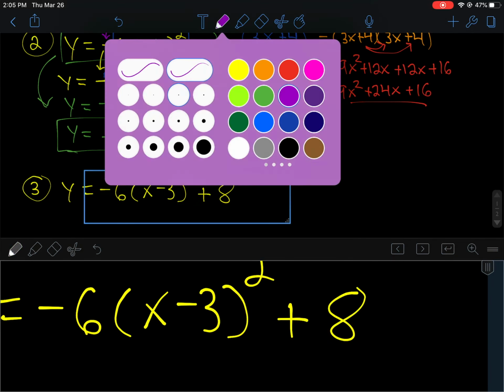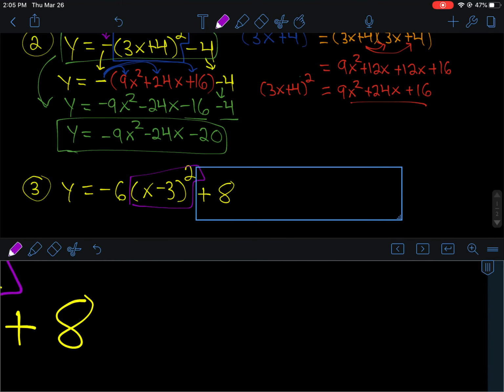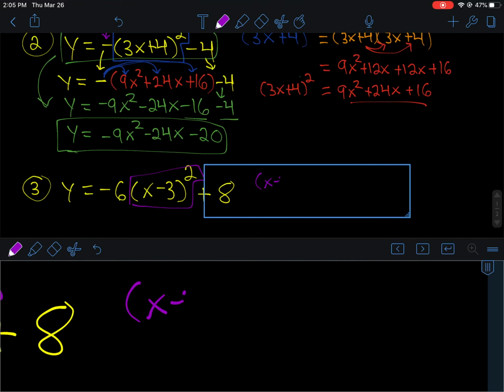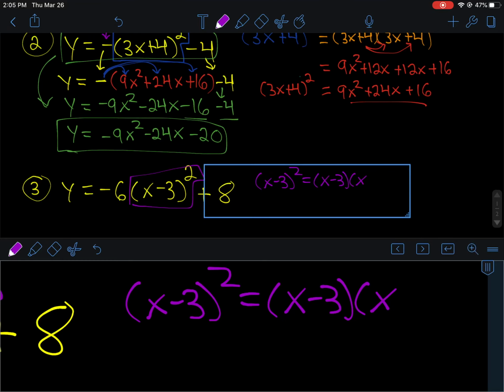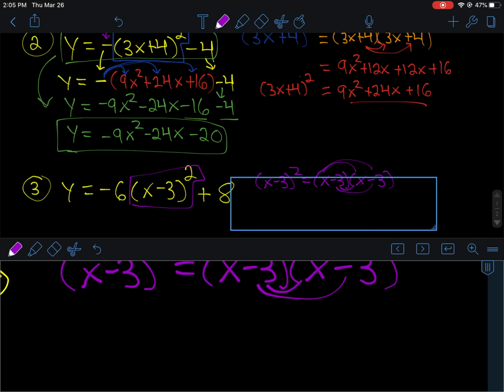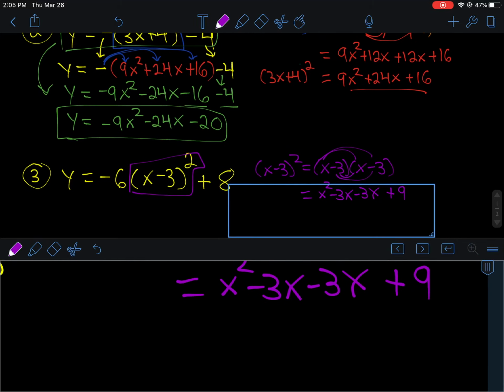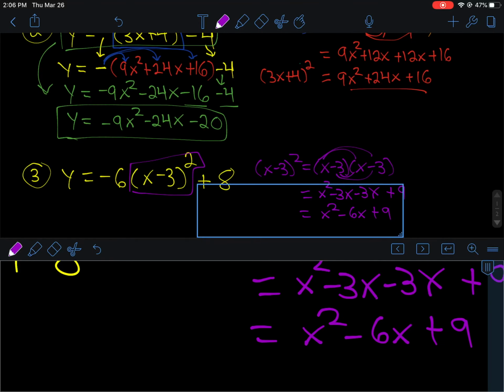Again, the first thing you do is you look at this x minus 3 squared. The negative 6 is not getting squared there, so x minus 3 squared equals x minus 3 times x minus 3. So again, what you do is you do first, outside, inside, last, or your 4 arrows. So I have x squared minus 3x minus 3x. Negative 3 times negative 3 is going to be a positive 9. So this is going to be x squared minus 6x plus 9. This is what x minus 3 squared equals.